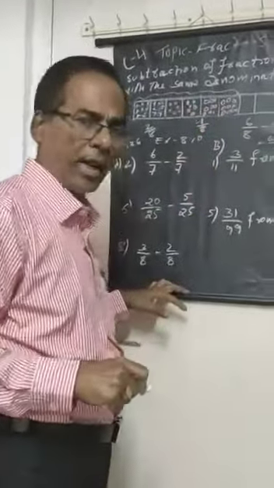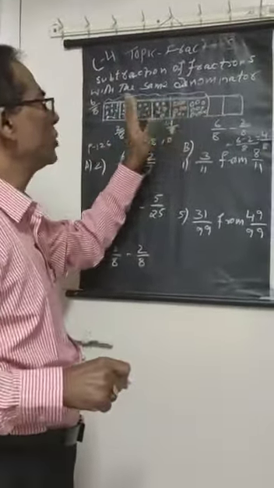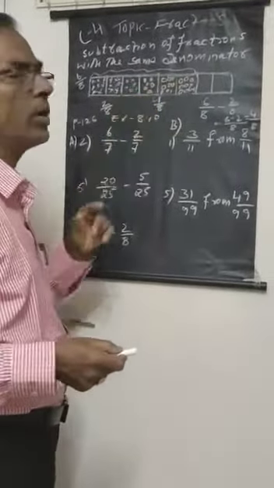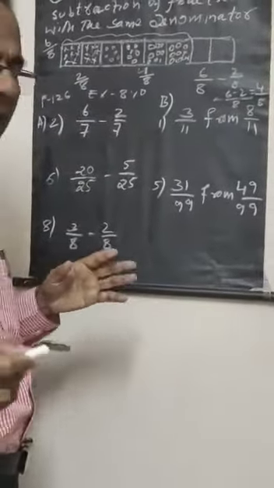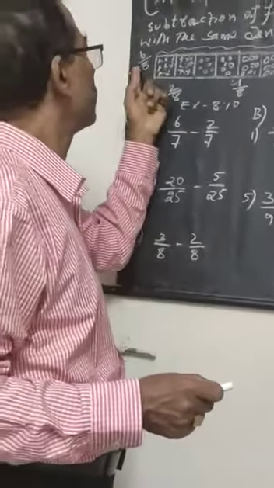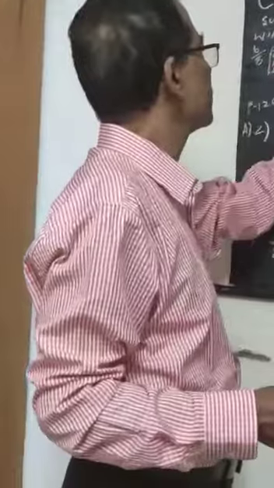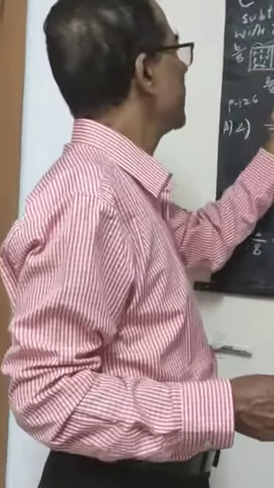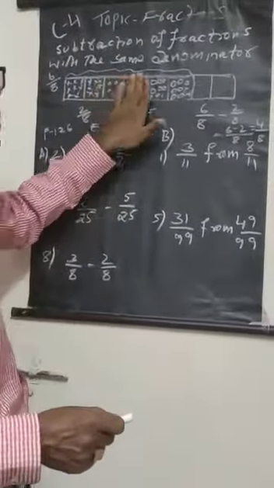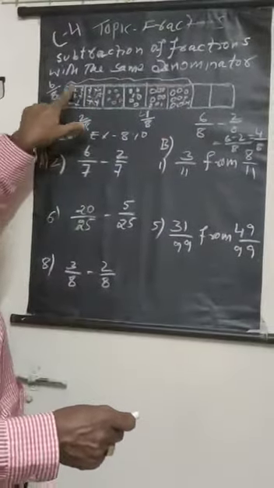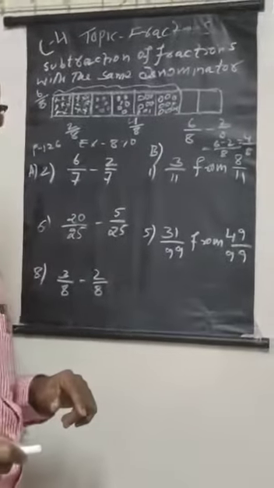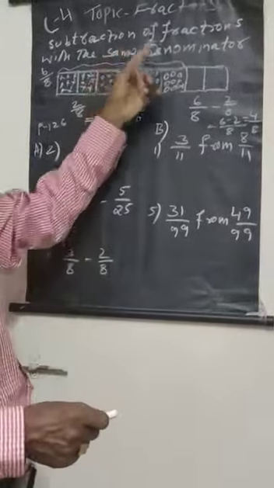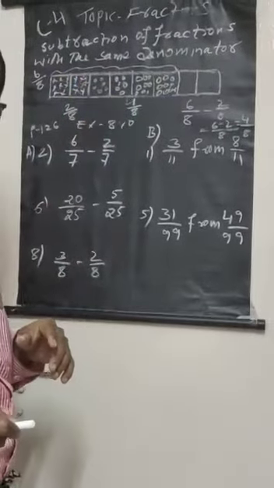This is called an activity. So without counting, you will get the answer. How many are left? 4 left. In the same manner, how many have I shaded? 6 parts. If from 6 parts you remove these 4 parts, 1 2 3 4, then what will be your answer? Your answer will be 2 by 8. Right? So this is called subtraction of fractions with the same denominator.